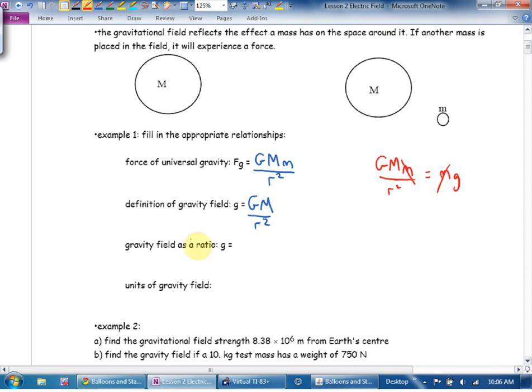But gravity is also, as a ratio, the force divided by the mass. You can get it like that, force divided by mass, or you can get it as an equation. And remember, the units for gravitational field were, well, what's force measured in? Newtons. What's mass measured in? So you can do it in newtons per kilogram, and because it was also an acceleration, meters per second squared.